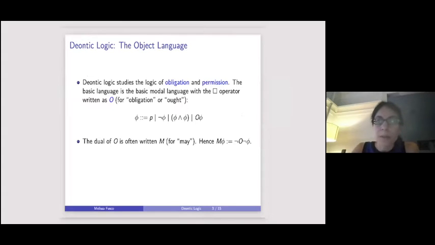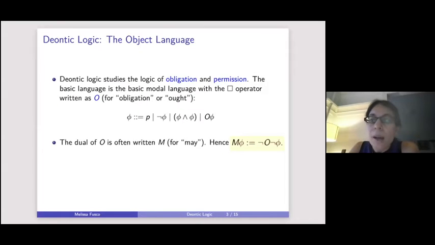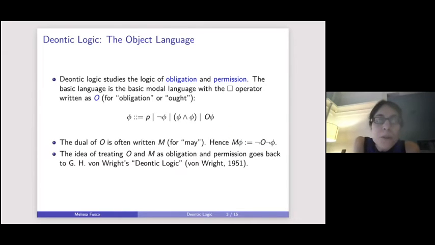The dual of ought, because we have both obligation and permission, is often written as M for may. So may phi is a defined operator. May phi is true just in case not ought not phi is true. It's not the case that you ought not to phi means that you may phi, or at least that's the paraphrase as we usually employ it. Just the way that disjunction, for example, can be defined in the basic language with negation and conjunction and De Morgan's laws, you can define may in the language with ought using duality. The idea of treating ought and may as obligation and permission goes back at least to von Wright's deontic logic in 1951.